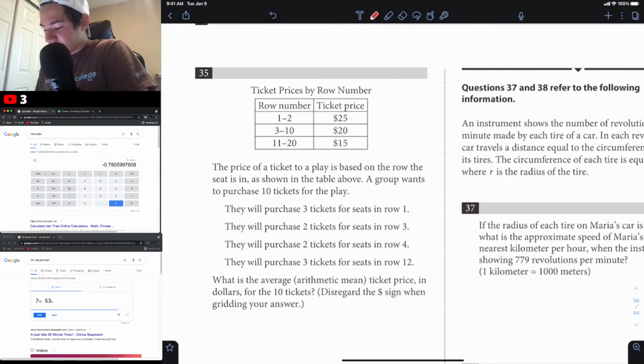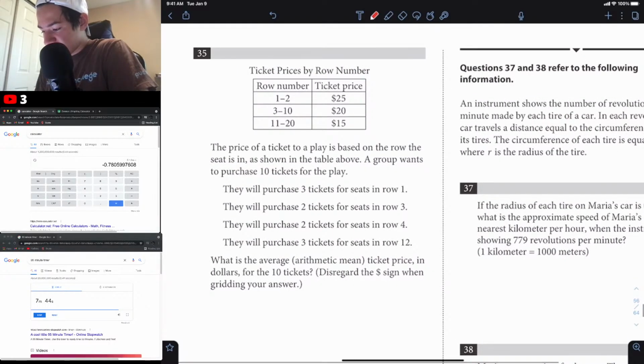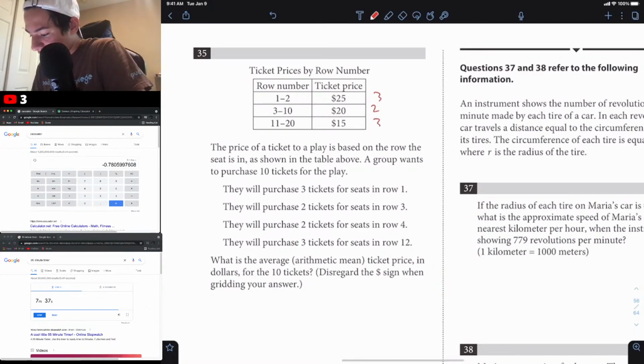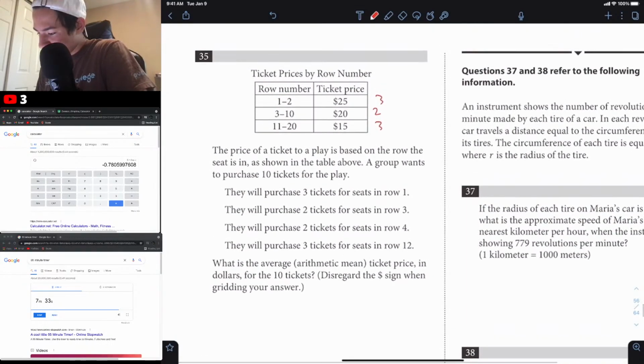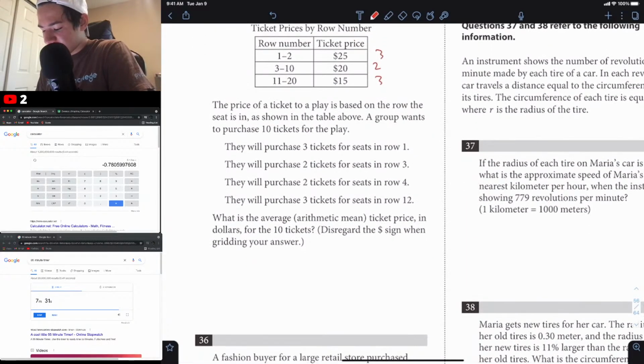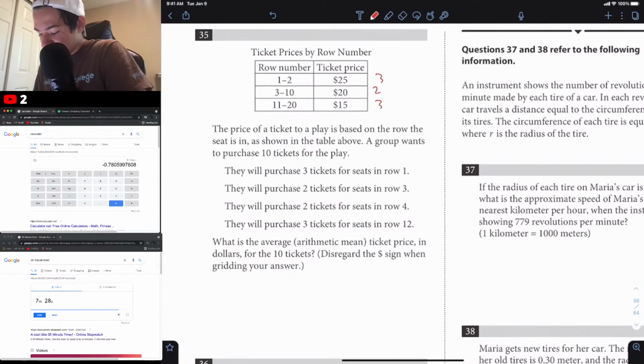The price of a ticket to a play is based on the row of the seat, as shown in the table above. A group wants to purchase 10 tickets for the play. They will purchase 3 tickets for seats in row 1, 2 tickets for seats in row 3, and 3 tickets for seats in row 12. What is the average ticket price in dollars for the 10 tickets? Okay, so we're going to do 25 plus 25 plus 25, that's 3, and then plus 40, which is the 2 here, and then plus 45.